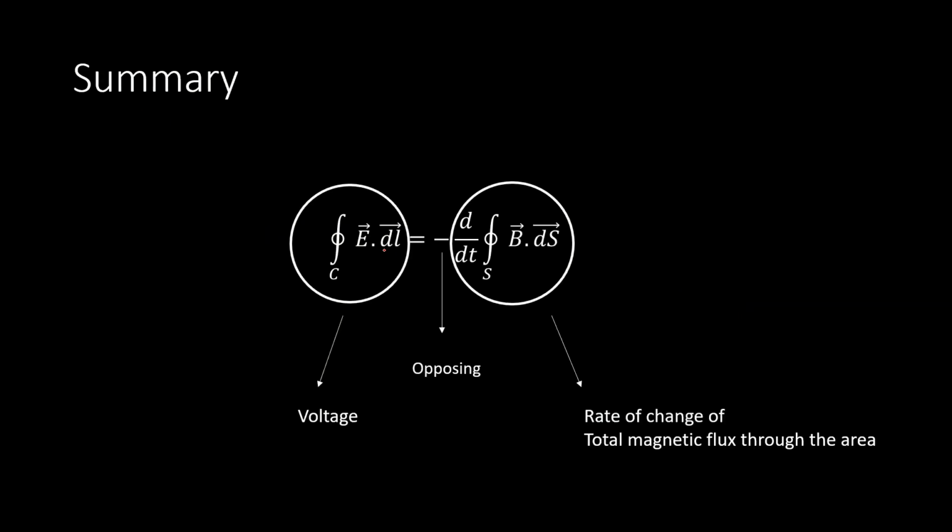Before the end of the video, let's do a quick summary. The left-hand side is a closed-loop integral of the electric field strength and the distance moved, dl. It is equal to the rate of change of the total magnetic flux through an area with a closed surface. And the minus sign here indicates these two are generated in opposite directions, opposing one another.